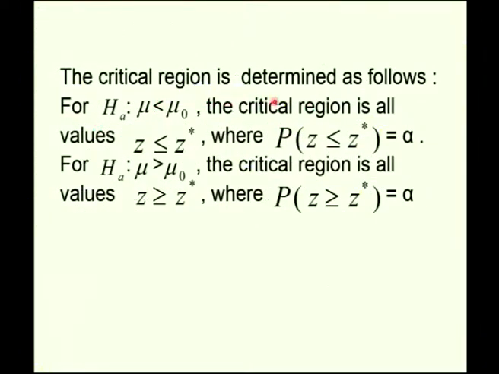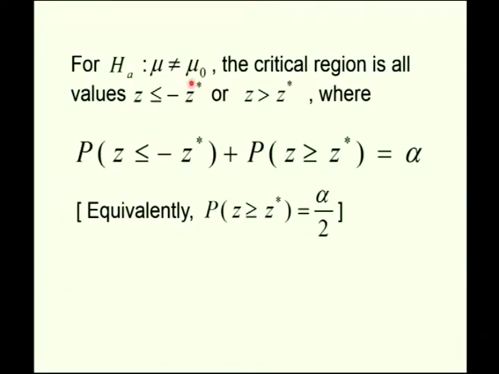So, the critical region is determined as follows. For the null hypothesis mu equal to mu naught, we have HA as mu less than mu naught or HA as mu greater than mu naught. The critical region is all Z less than or equal to Z star, where P of Z less than or equal to Z star is equal to alpha. Just recall in the previous session when alpha is equal to 0.05, we found Z star as minus 1.65. Similarly, for HA mu greater than mu naught, the critical region is all Z greater than or equal to Z star, where the probability of Z greater than or equal to Z star is alpha. Again, when alpha is 5%, this Z star value is plus 1.65.